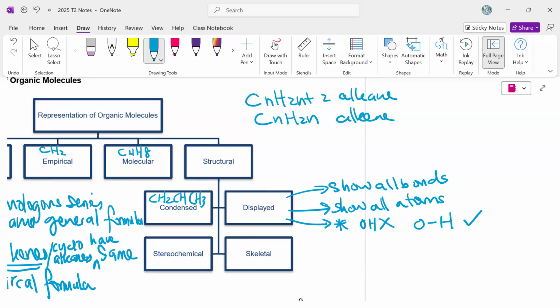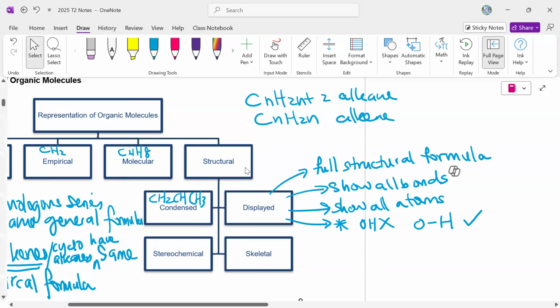Another name for the split formula, because sometimes the question may phrase it a bit differently, is the full structural formula. So if you see the name full structural formula, it means the split formula. Show all the bonds, show all the atoms.